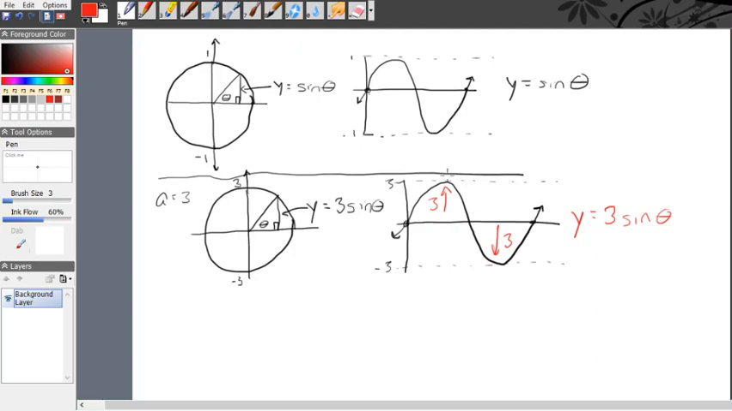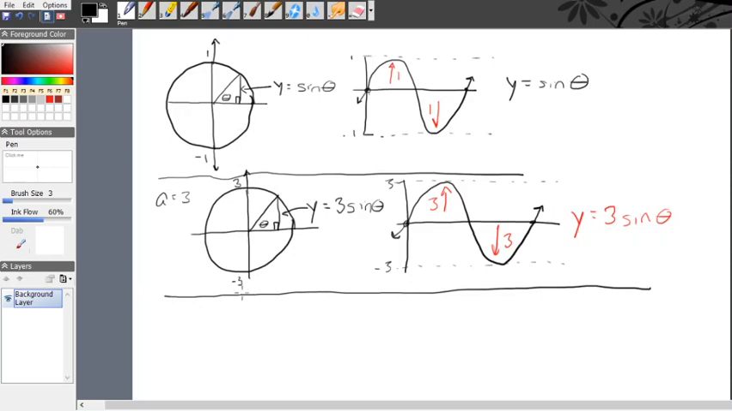Notice that my total height is not 3. I go up 3 and down 3 because my original graph went up 1 and down 1. My total height originally was 2. My total height now is 6. I'm 3 times as big. All right? So the last thing I want to talk about on this particular video is a vertical shift.